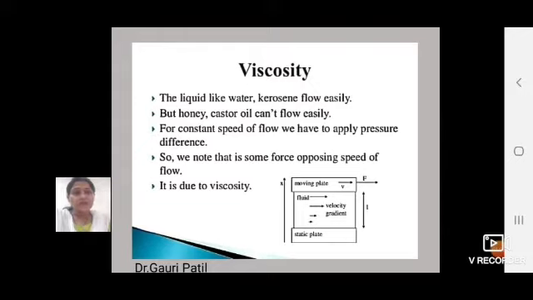So for a constant speed of flow we have to apply a pressure difference. I repeat again, for constant speed of flow we have to apply a pressure difference, which means there is a force opposing the speed of flow, and this is due to viscosity. So viscosity is the property of a fluid by virtue of which it opposes the relative motion between the adjacent layers of the fluid. This is called viscosity.